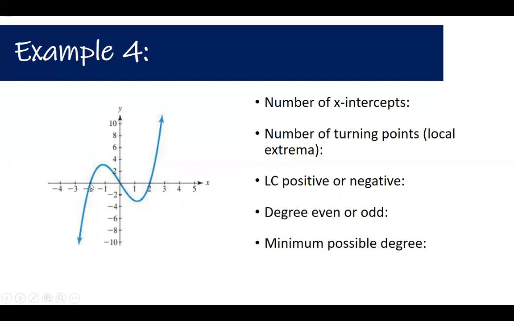Number of x-intercepts, 1, 2, 3. Number of turning points, 1, 2. We know that our degree has to be odd because it's falling over here to the left, it's rising over here to the right. We know also that our leading coefficient must be positive because it's falling to the left and rising to the right. And our minimum possible degree is 3 here because we have those 2 humps and we have 3 intercepts.